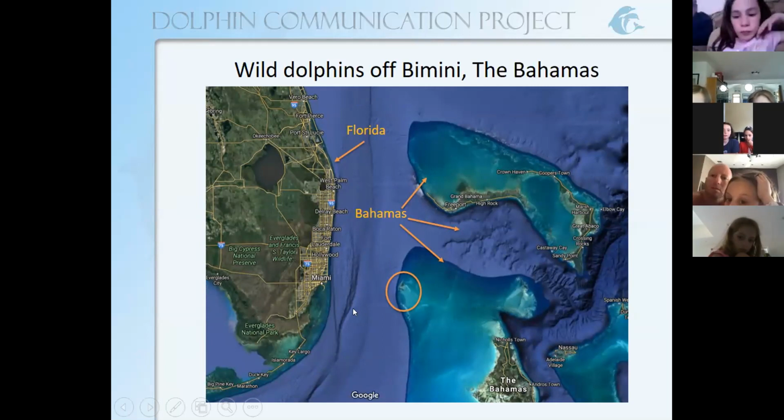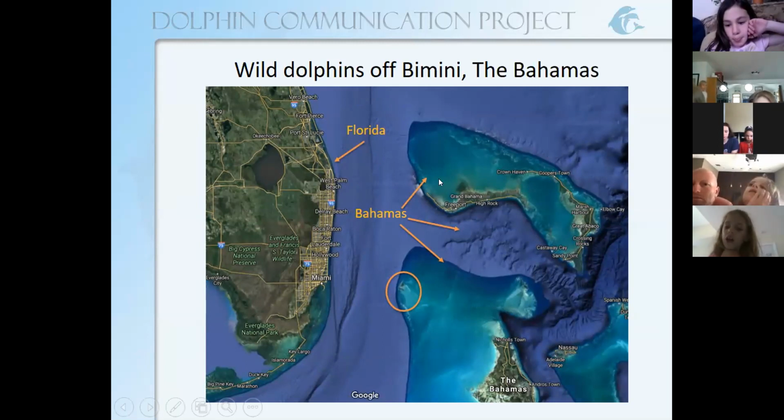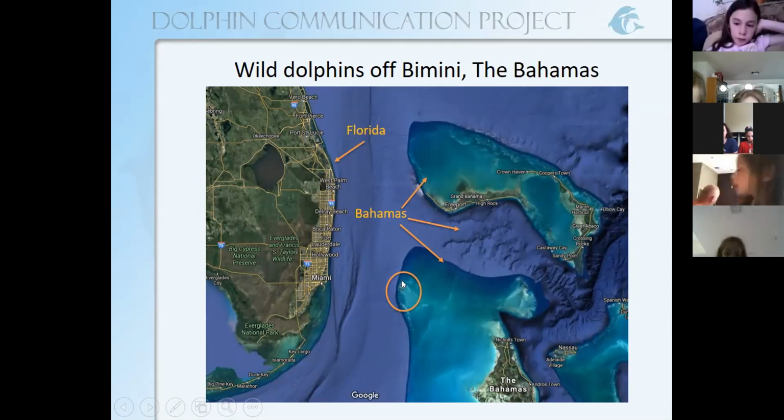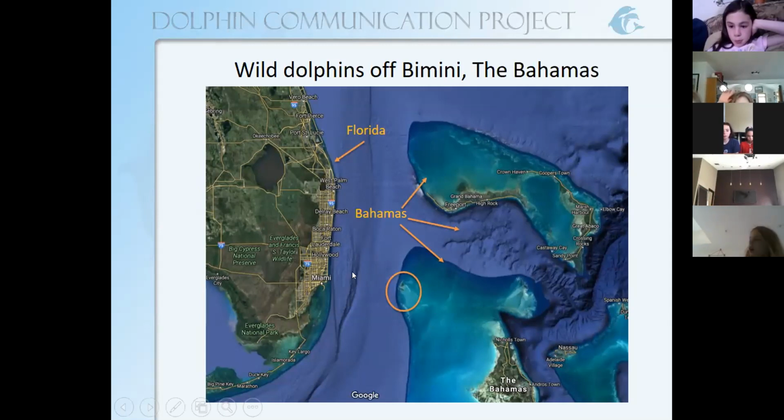So this water is really deep. And all these islands over here, and it even extends farther off the map, all these little islands make up the country of the Bahamas. But where I am right now is this little island, Bimini. And that's where we study the dolphins. It's on this shallow bank of water, right next to the deep, deep water.